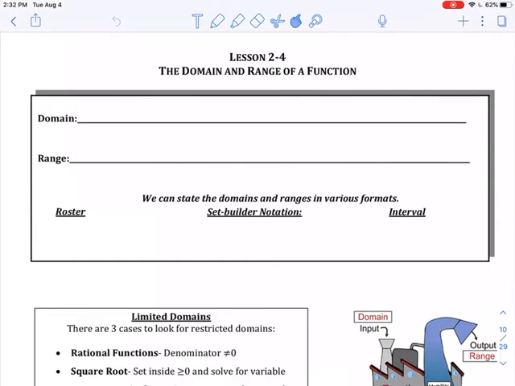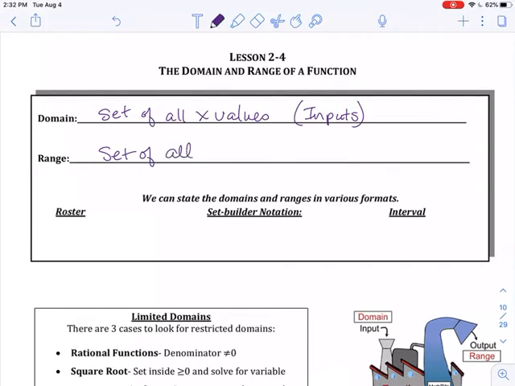Hi, Algebra 2. This is Unit 2, Lesson 4, and today we're going to talk about the domain and range of a function. So the domain is the inputs. It's the set of all the x values. It's my inputs. And the range is the set of all the y values, which are my outputs.